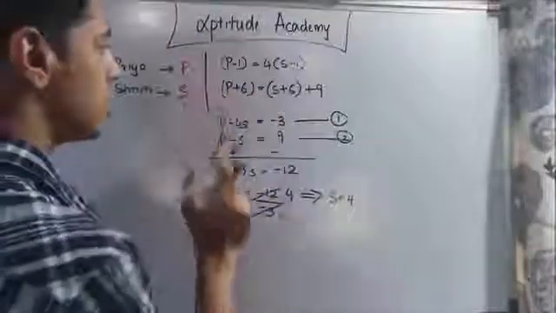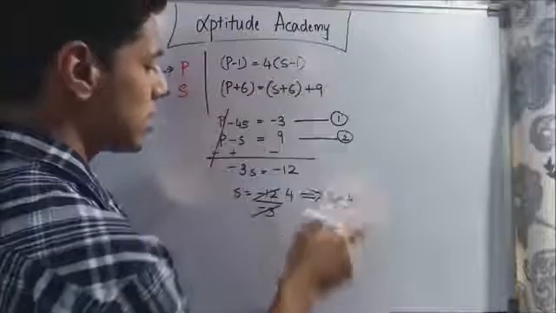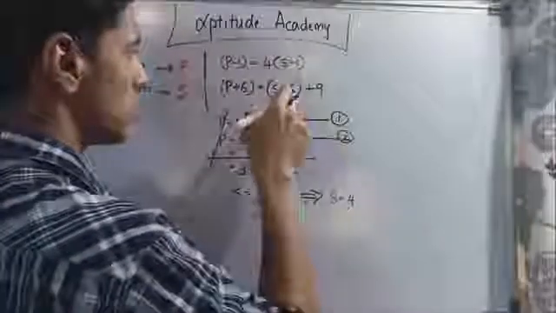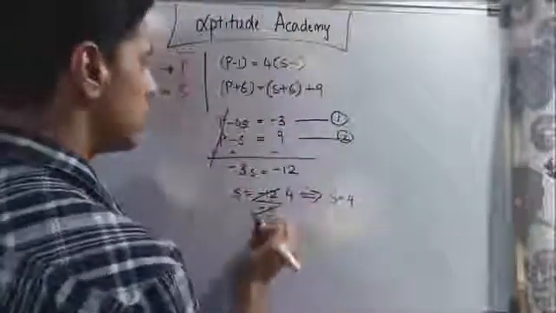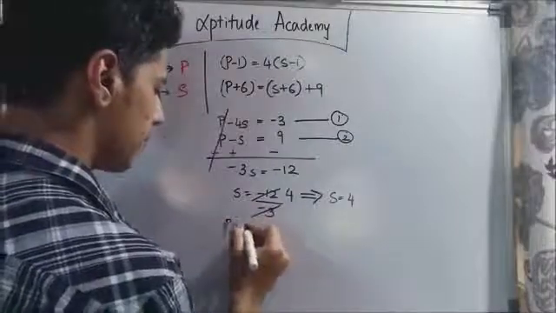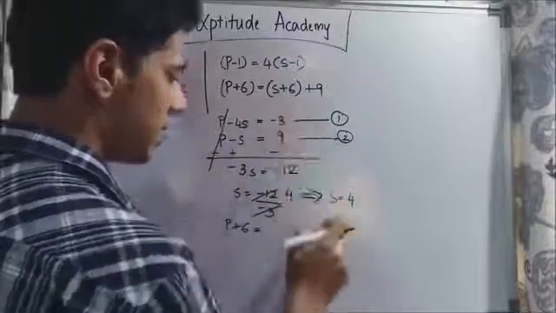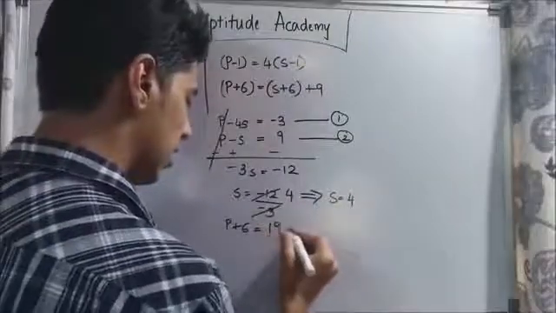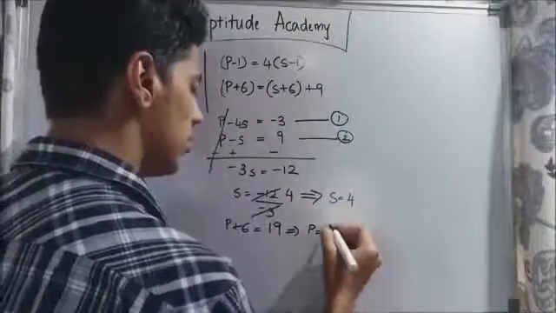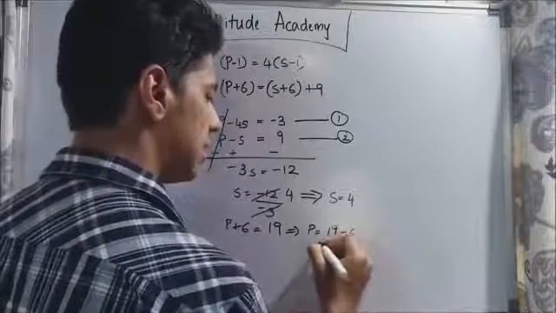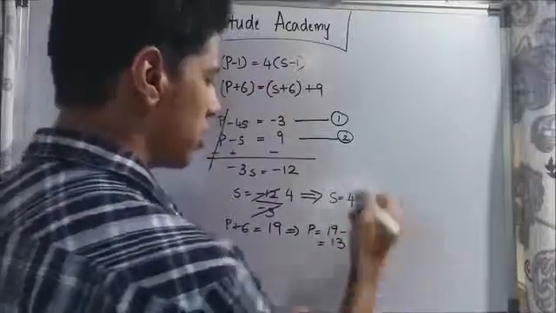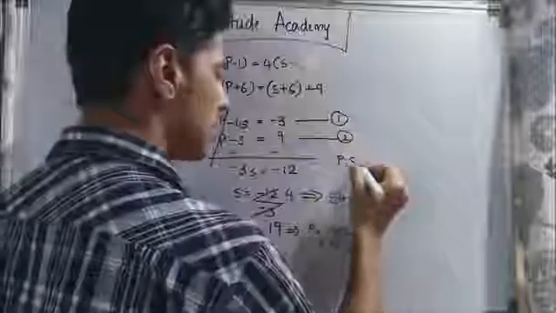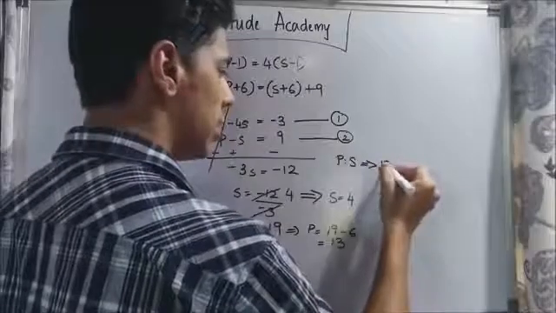Right, now we go to Priya's age. To find Priya's age, we need to just substitute S in any of these equations. So let's take the second one. So now you got P plus 6 is equal to, S is 4, 4 plus 6 is 10, 10 plus 9 is 19. So 19 implies P is equal to 19 minus 6, that is 13. So the ratio of the ages P is to S will be equal to 13 is to 4.